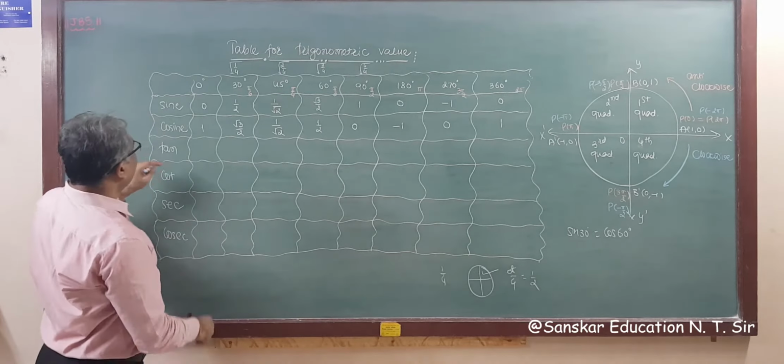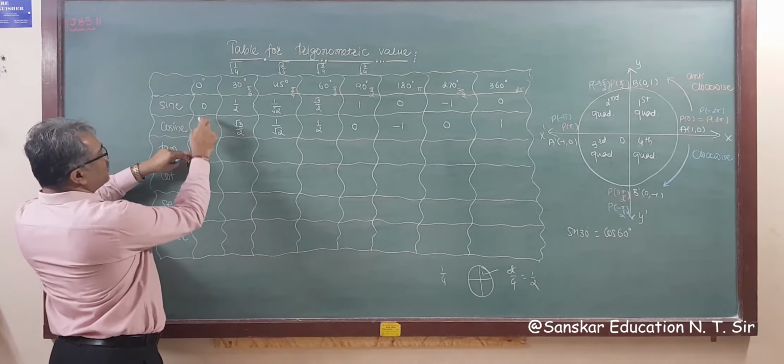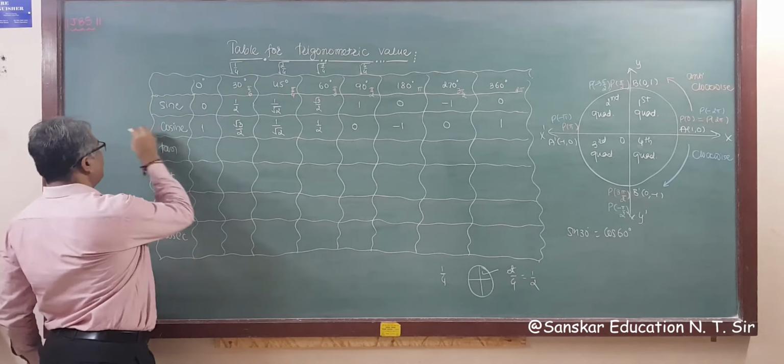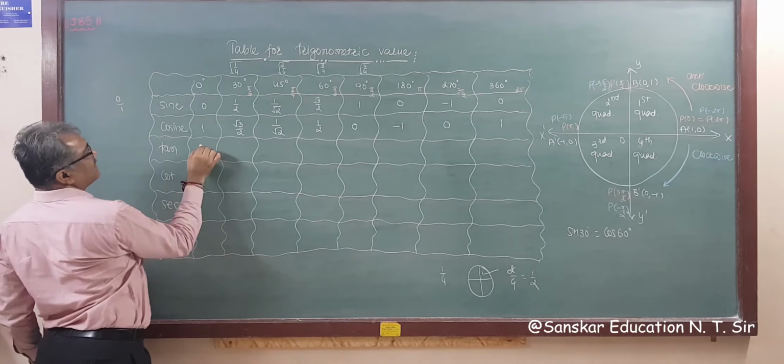Okay. Now tan means sine upon cos, so 0 upon 1, so 0 upon 1, that is 0.